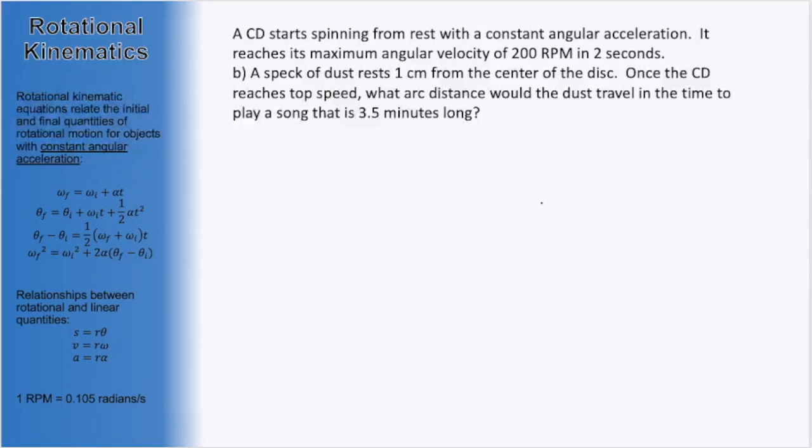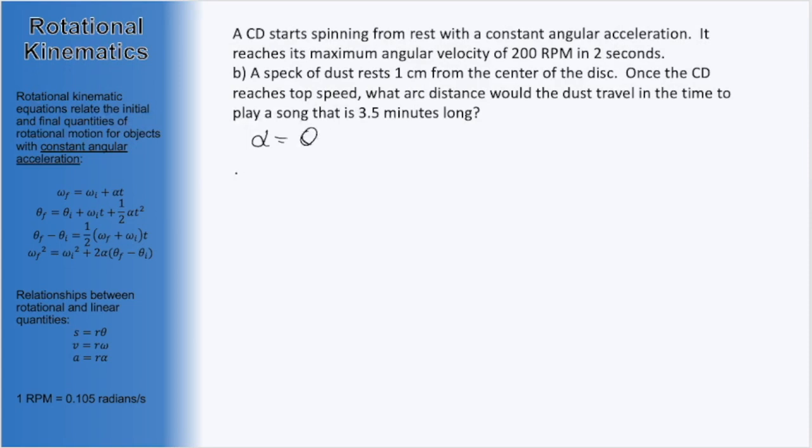In this part of the question, the CD has now reached its top speed and is implied to be rotating at that constant rate of 200 RPM. So that means the angular acceleration that we found in the previous part is no longer relevant, and we actually have 0 as our new angular acceleration. This is because we are rotating at a constant speed now.